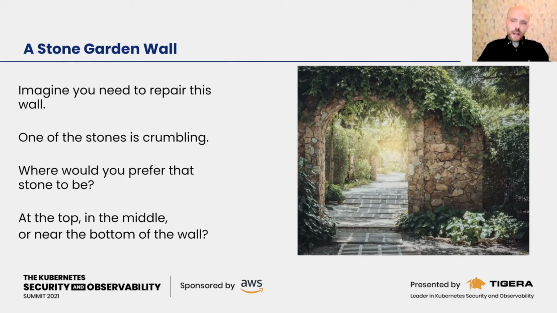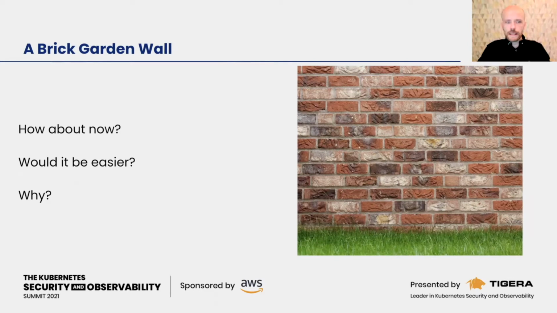We instinctively know that to repair that wall, it would be easiest if the broken block was near the top of the wall. That's because the blocks are irregularly shaped and joined together. So it might be difficult to remove a block near the bottom or in the middle without affecting the blocks around it, right? Okay, so consider a brick wall instead. How about now? Would it be easier or harder, and why?